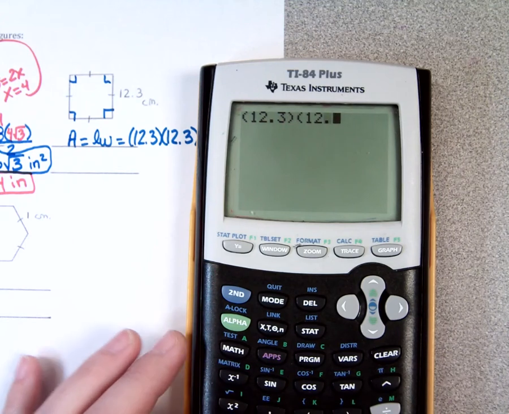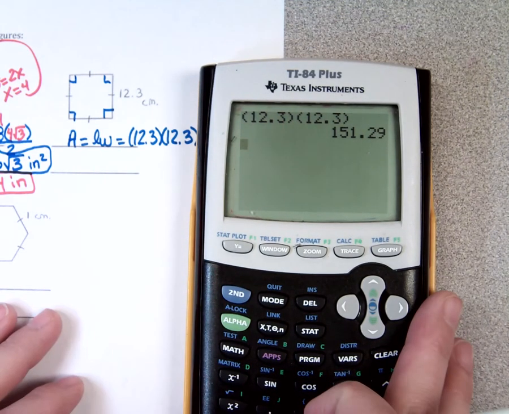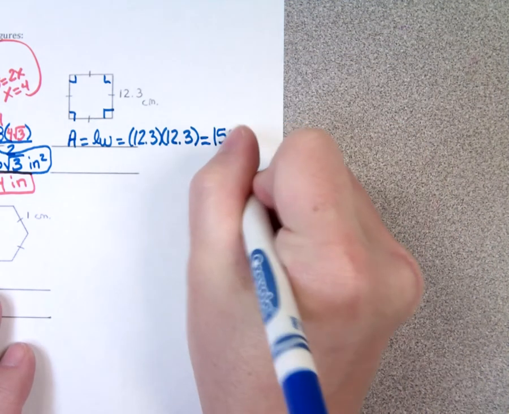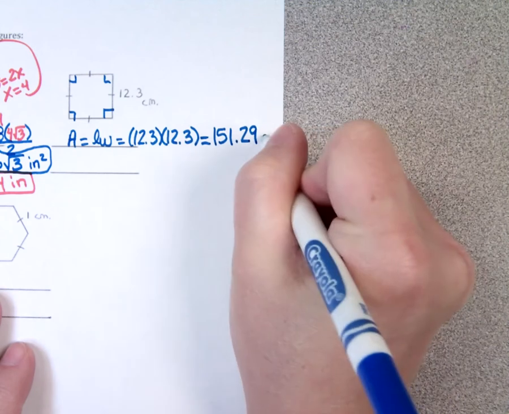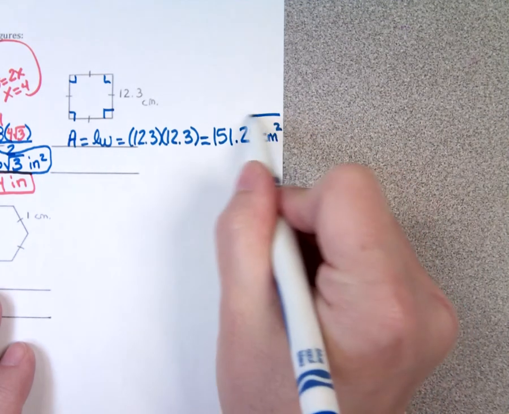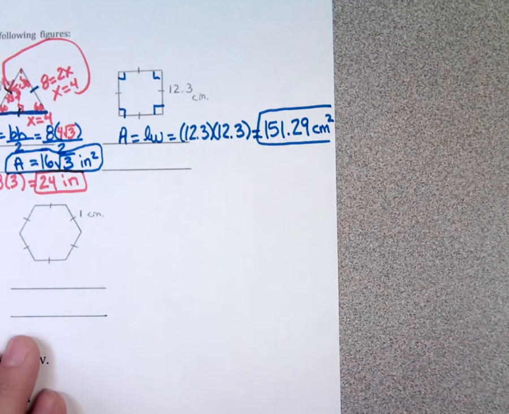So let's take 12.3 times 12.3, and we get 151.29. And if it wanted us to round to the tenths or something like that, then I could say 151.3. So there's our area.